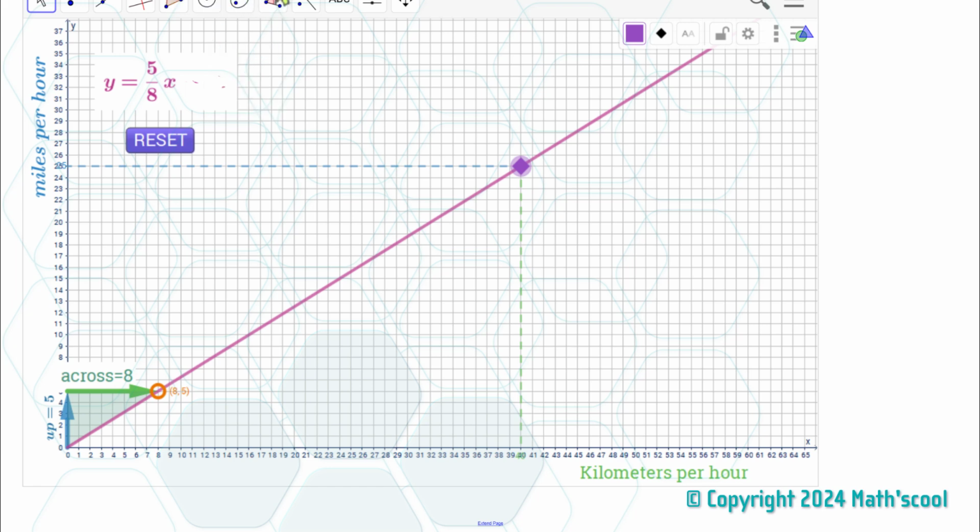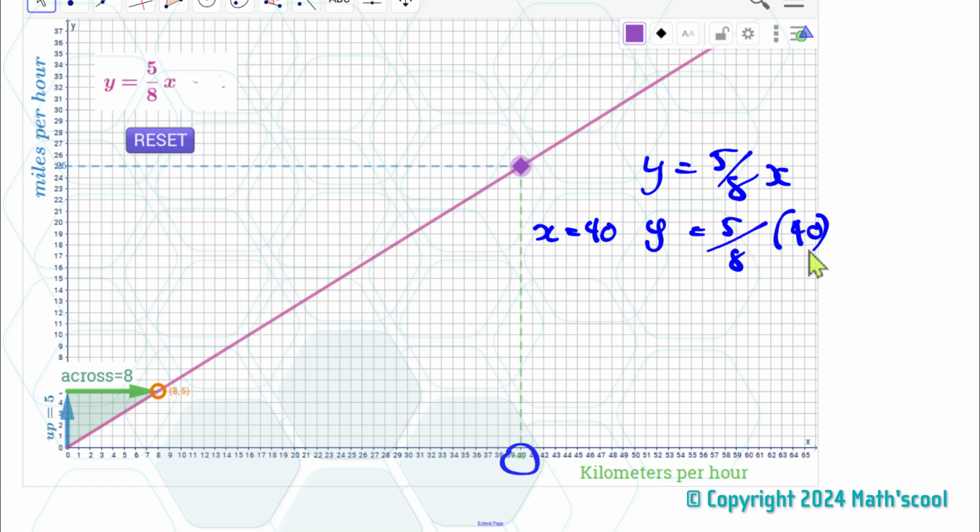So we can do it using algebra instead. So y equals 5 over 8x, and we want to put in x is 40. Y equals 5 over 8 times 40. And of course we can cancel that down. 8 goes into that once, 4 goes into that twice, and 4 goes into that 10 times, and then 5. And so that gives us 25. Okay, so that gave us 25. We were quite confident with that anyway. Let's do the other one.